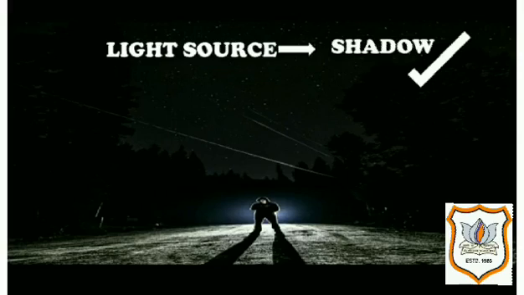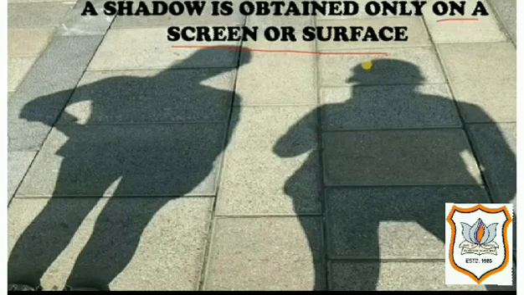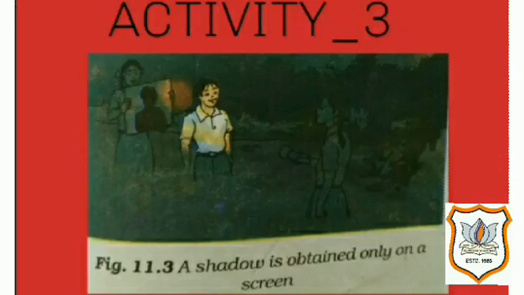Dear students, in the slide you can see when the light source is there, we can see the shadow. But if there is no object, there will be no shadow. A shadow is obtained only on a screen or a surface. Activity 3 is about a shadow being obtained only on a screen.